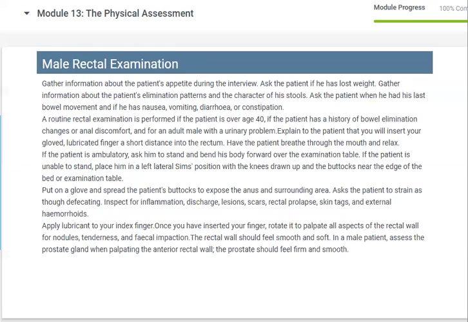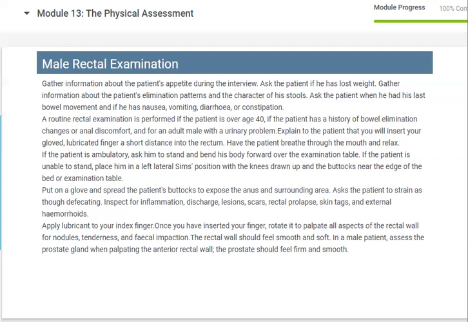A routine rectal examination is performed if the patient is over age 40, if the patient has a history of bowel elimination changes or anal discomfort, and for an adult male with a urinary problem. Explain to the patient that you will insert your gloved, lubricated finger a short distance into the rectum. Have the patient breathe through the mouth and relax. If the patient is ambulatory, ask him to stand and bend his body forward over the examination table. If the patient is unable to stand, place him in a left lateral Sims position with the knees drawn up and the buttocks near the edge of the bed or examination table.